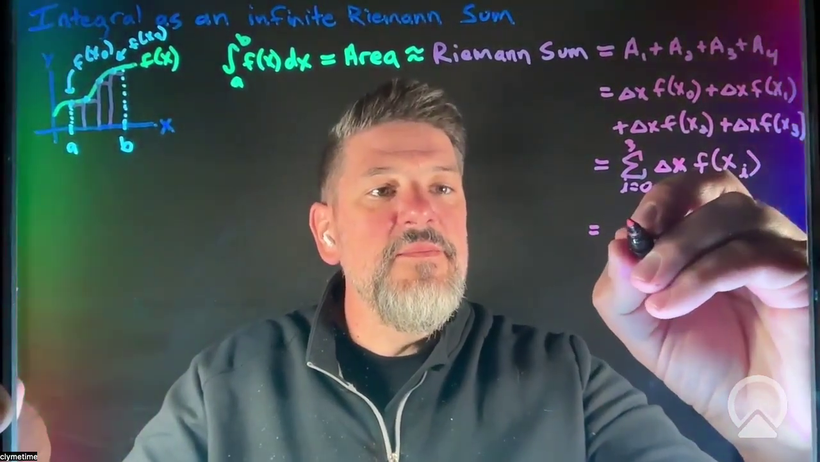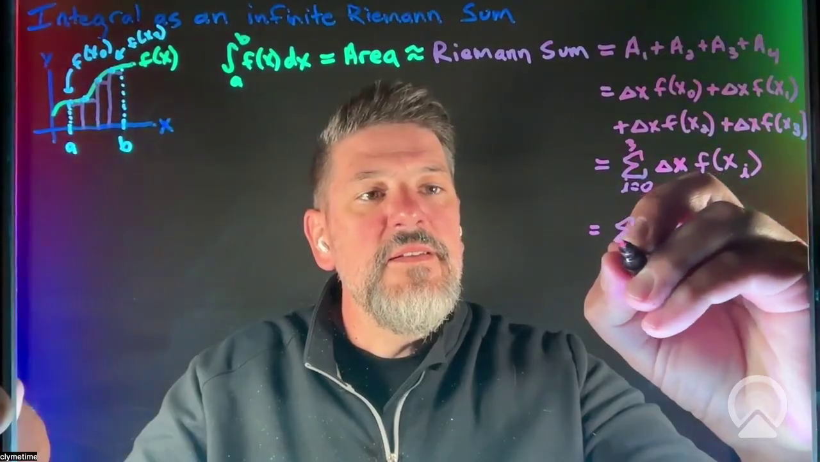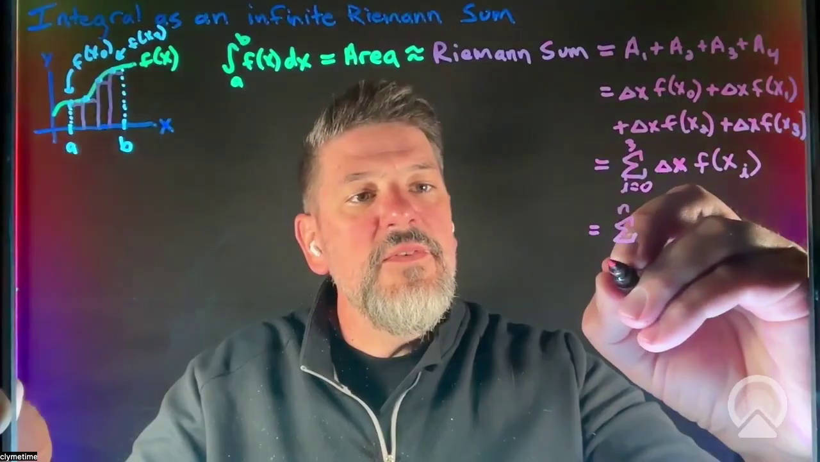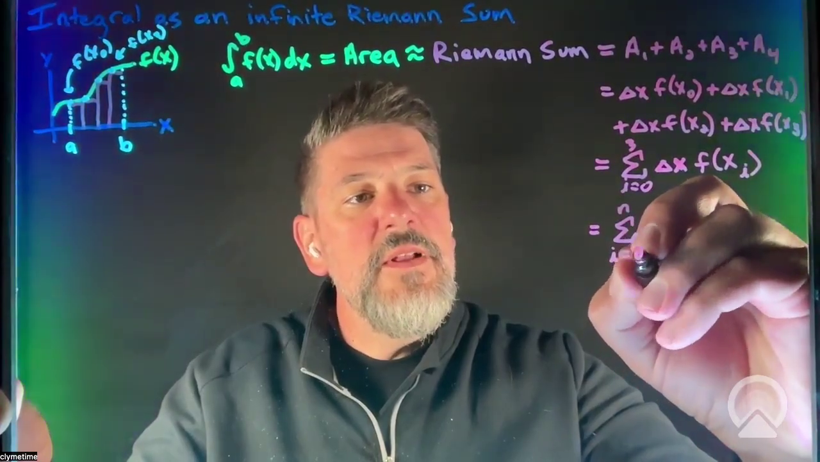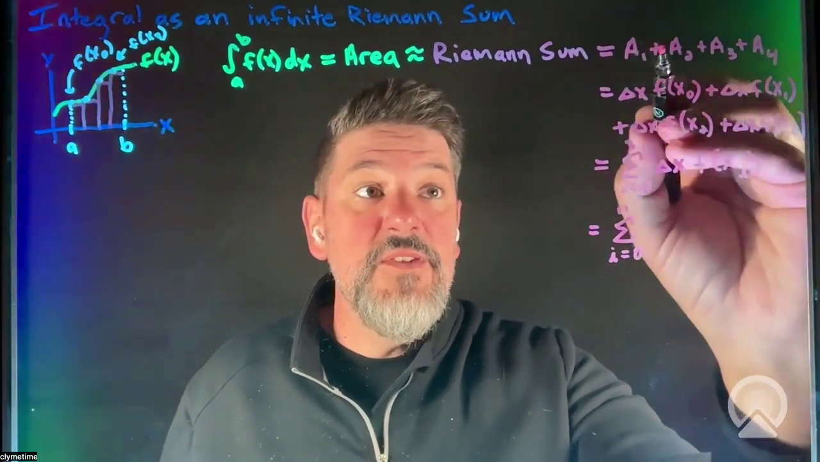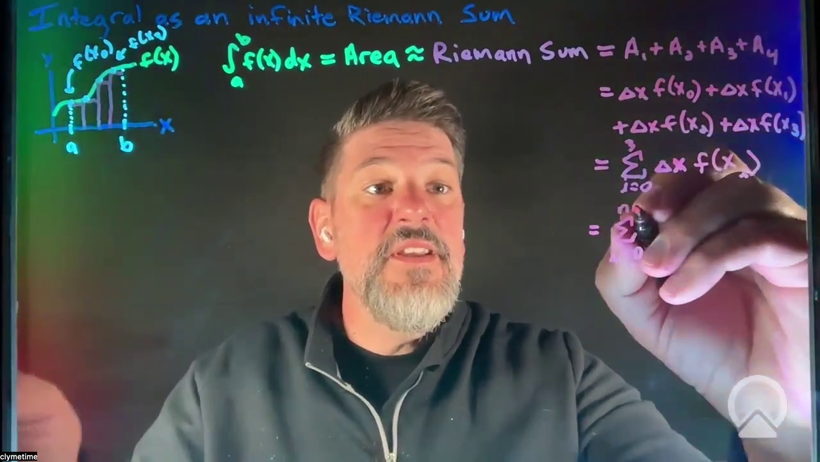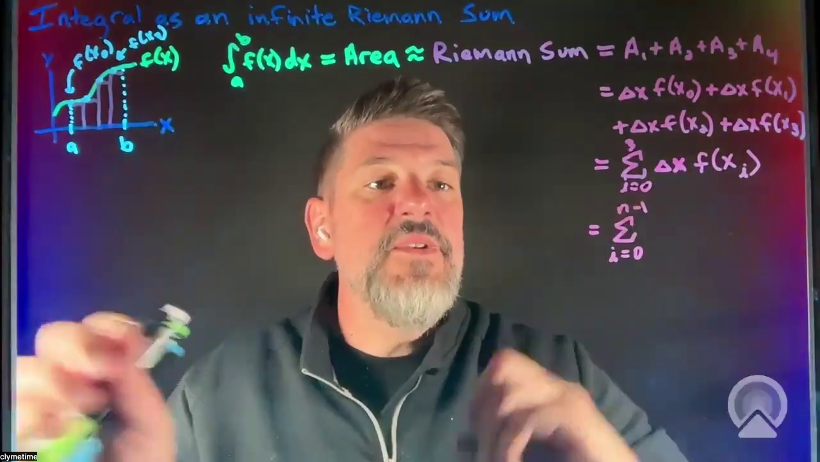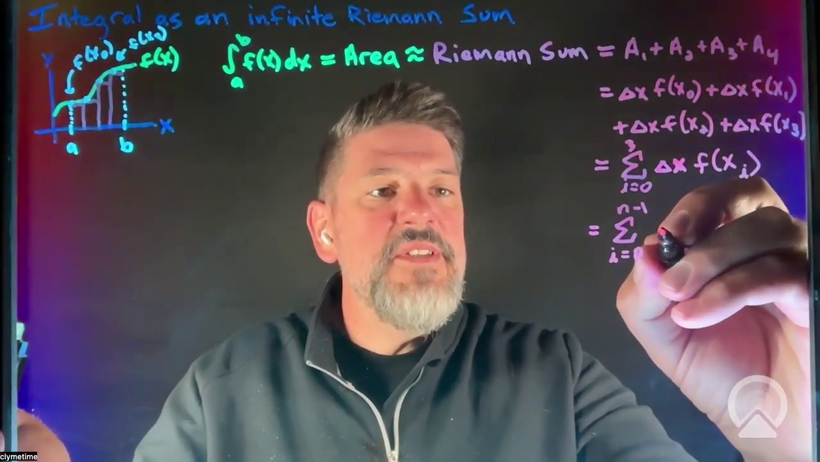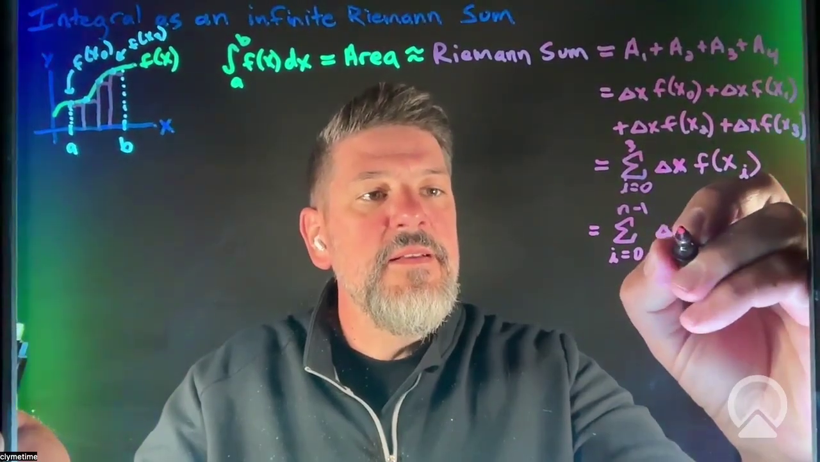So let's see if we can, I'm going to go ahead and change this to n right now. So I'm going to start at 0. I'm sorry, it's not n, because before we had 4 rectangles, 1, 2, 3, 4, but we stopped at 3. So it's n minus 1 on the top. So we don't go to the very last one. I'm going to leave delta x, but I'm going to explain what delta x is in a second.